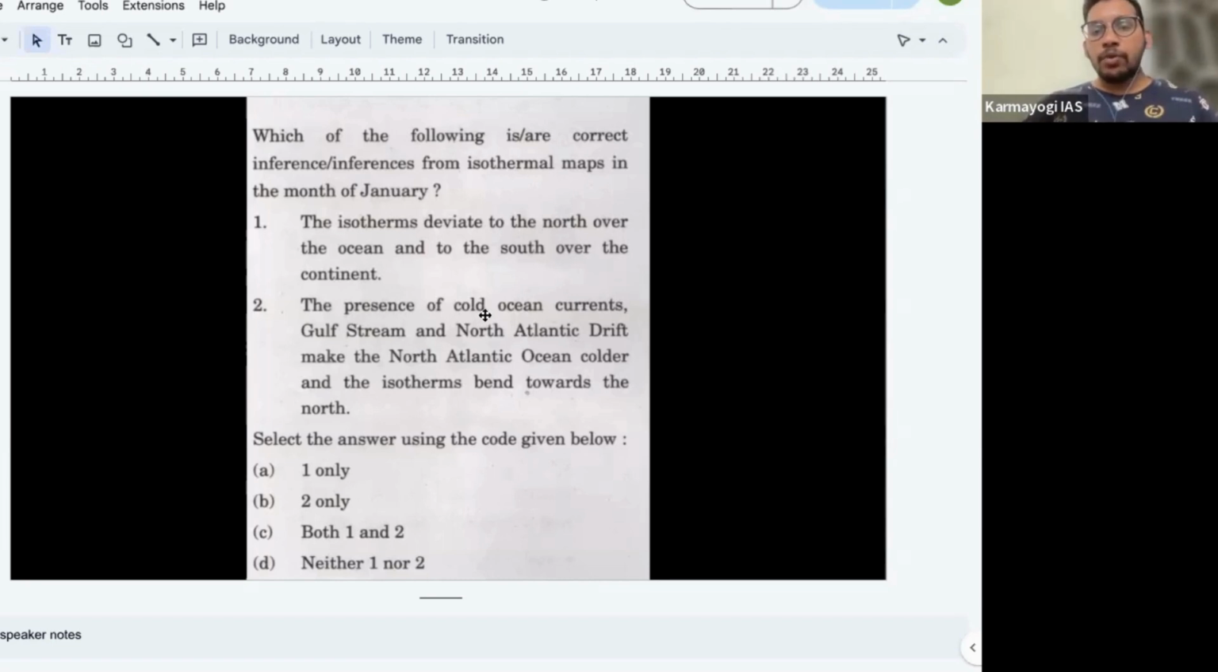And the presence of cold ocean currents, Gulf Stream, North Atlantic Drift makes the North Atlantic Ocean colder and isotherms bend towards the north. No, because this Gulf Stream, North Atlantic Drift are actually warm currents, right? So it influences the higher temperature. So here the statement itself is wrong. So answer is 1 only.